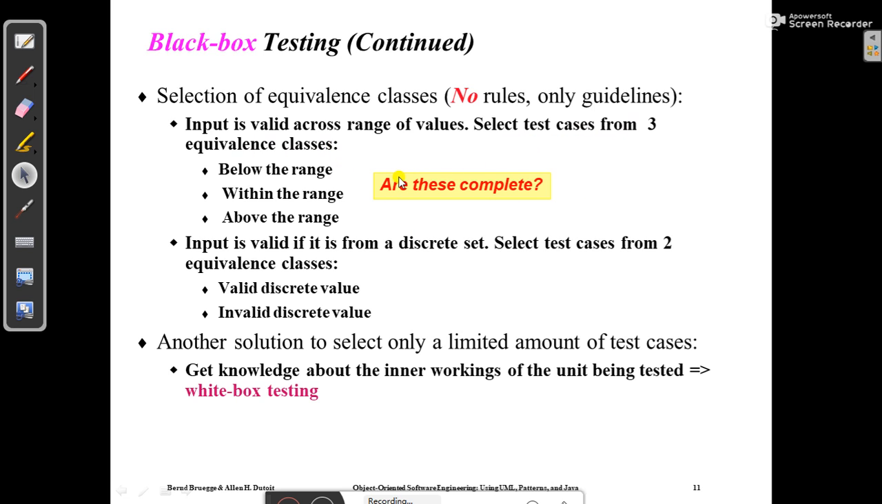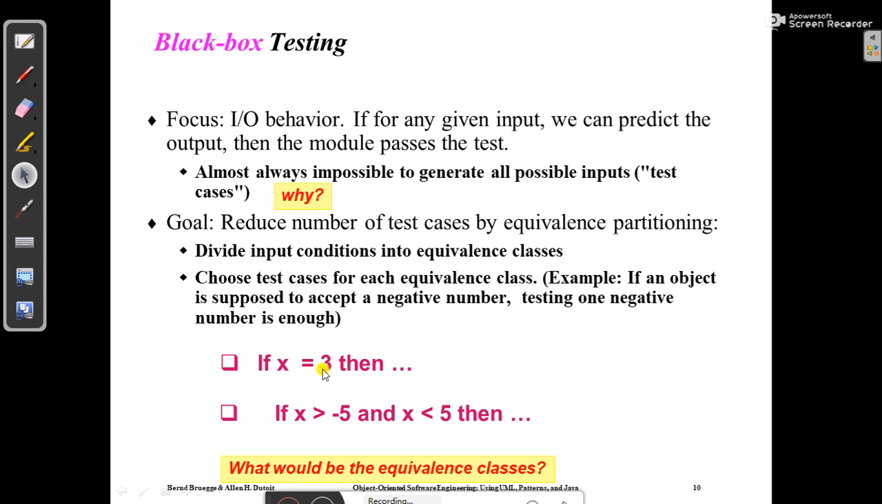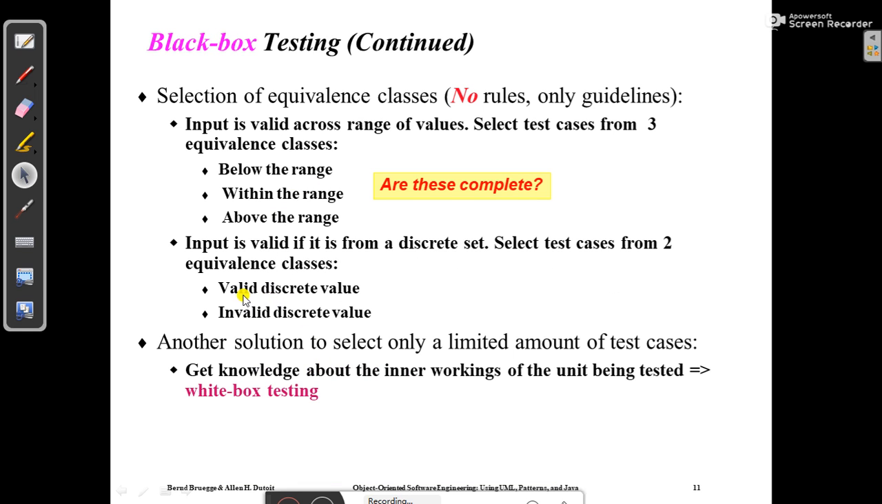And there is also a question: is this complete? Is this enough? You can go through that question. Input is valid if it is from a discrete set. Select test cases from two equivalence classes: valid discrete value or invalid discrete value. Like x equal to 3, that is discrete. Then we can go with the valid discrete value, or we can go with the invalid discrete value.